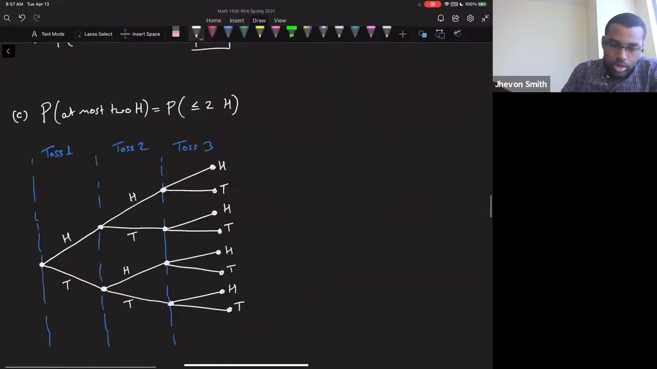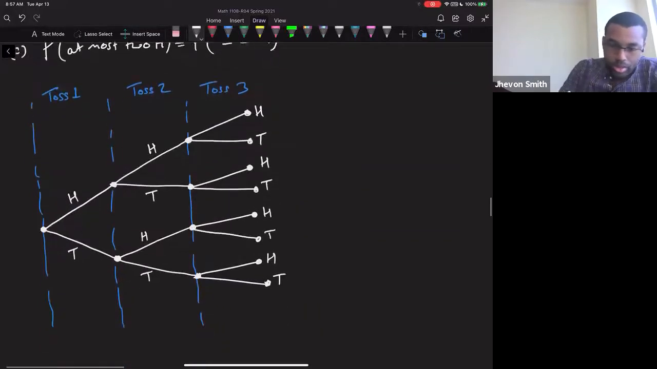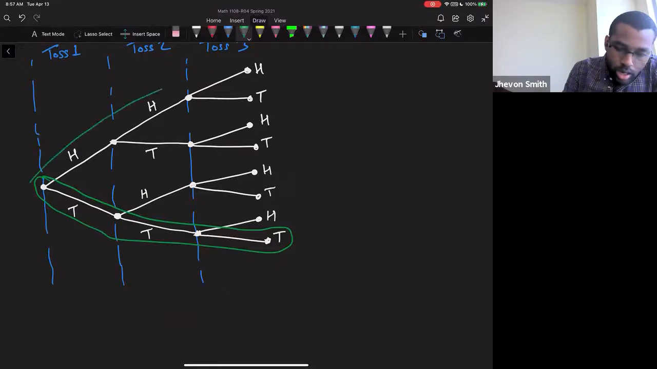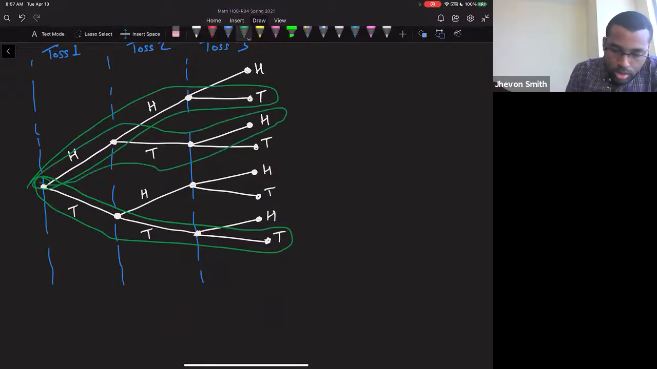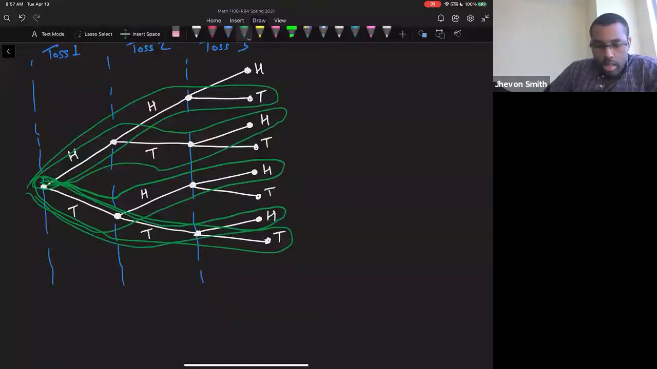Similarly, less than or equal to 2. So we want 0, 1, or 2, right? Here I have 0. Here I have 2. Here I have 2. Here I have 2. Here I have 1. You'll notice, here I have 1 also. And here I have 1 also.